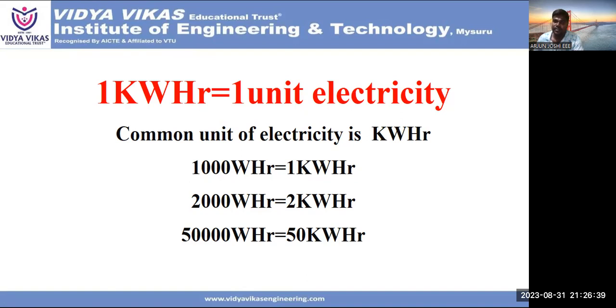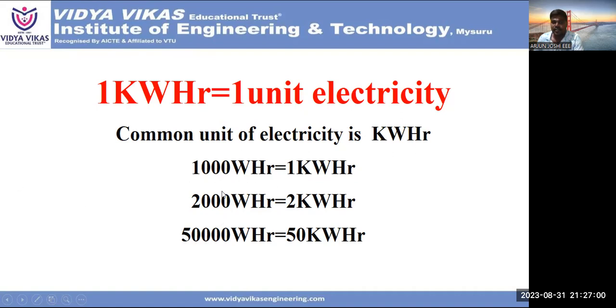Very simple. You can use this thumb rule: 1 kilowatt hour is equal to 1 unit of electricity. If I use 1 kilowatt hour per day, that is nothing but 1 unit per day of usage. So 1 unit is equal to 1 unit of electricity. For example, the common unit of electricity is kilowatt hour.